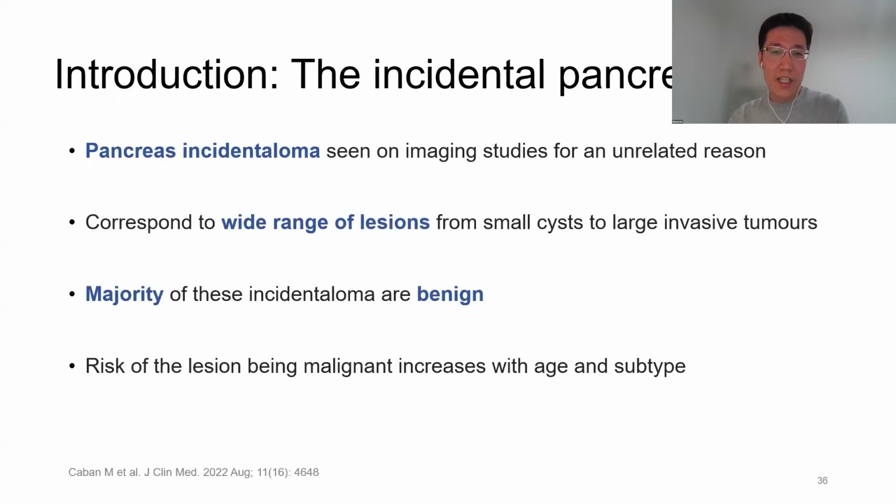cancer. So as Adam alluded to, pancreatic incidentalomas or pancreatic incidental lesions are very common now because we do so many scans, and the scans are so much better than they were in the past. So they have a wide range of lesions from small cysts to large invasive tumors. And obviously we can focus a lot on the invasive cancers, but we do have to realize that a lot of these lesions are benign. And the risk of the lesion being malignant increases with age and also the subtype. And I'll go through different types of pancreatic lesions that we would see.